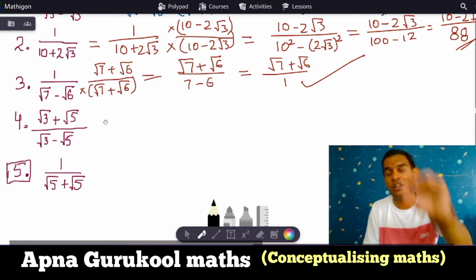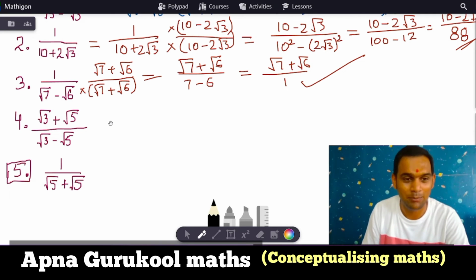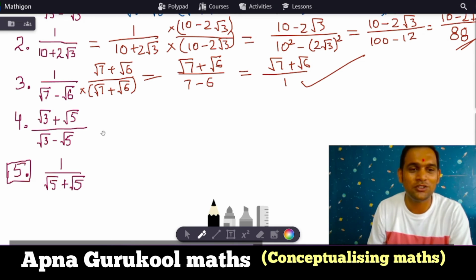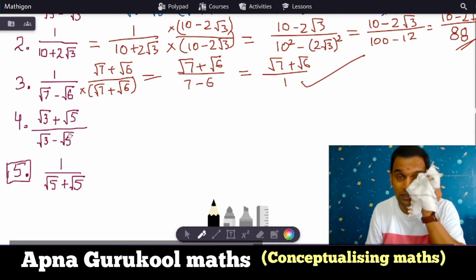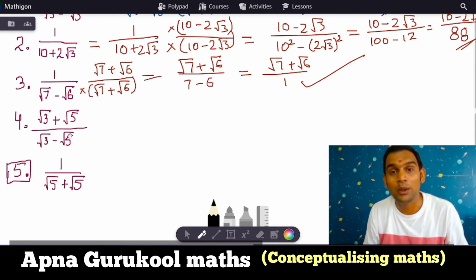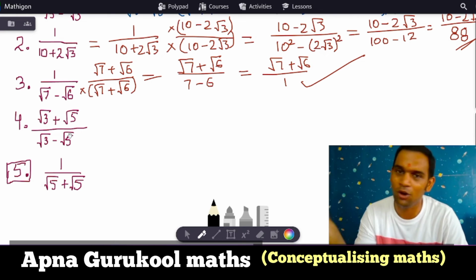Moving to the next question, and this one is super awesome, super interesting for you guys. I'm very, very happy to explain this question, especially for them. Just pay attention very, very carefully. Now, this question, you can see the numerator is also irrational and the denominator is also irrational. But when we are doing such problems, we are only asked to rationalize either the numerator or denominator.